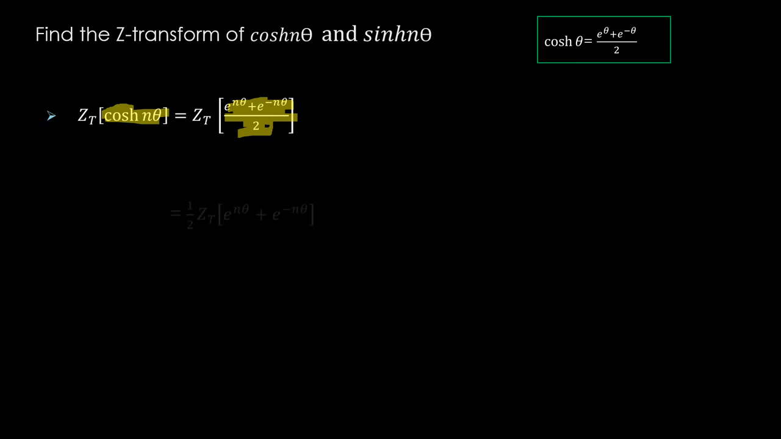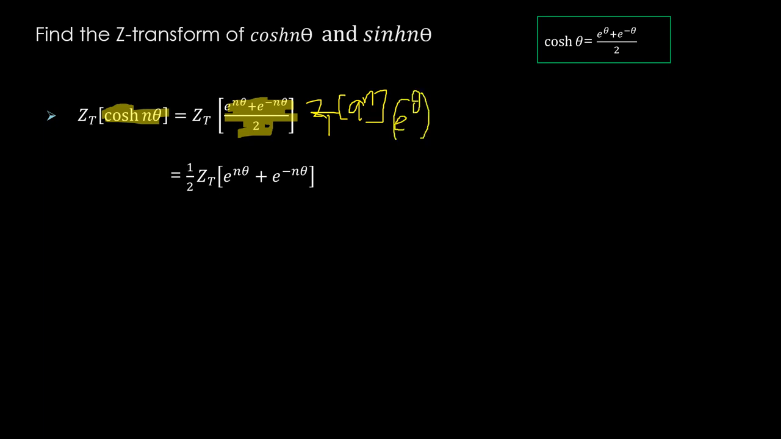which is equal to half times z transform of e power n theta plus e power minus n theta, which is of the form z transform of a power n. This is because you can write e power n theta as e power theta whole power n. Similarly, e power minus n theta as e power minus theta whole power n.